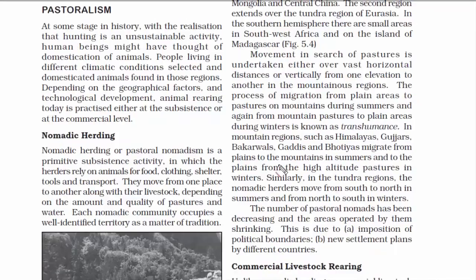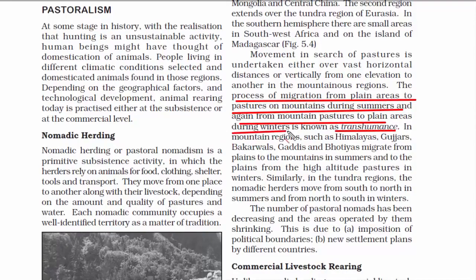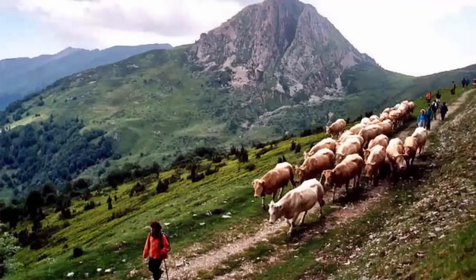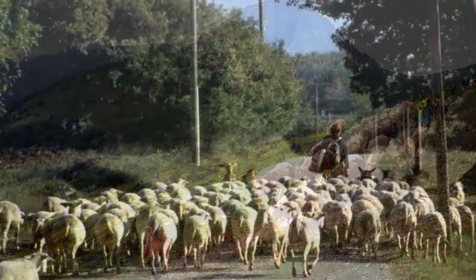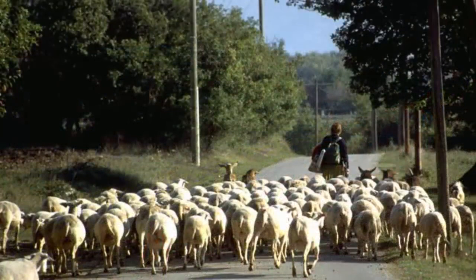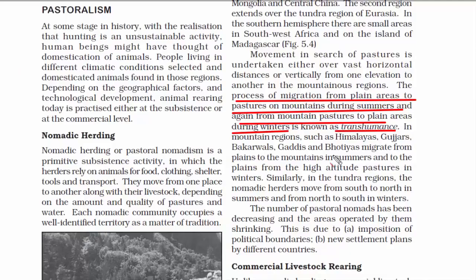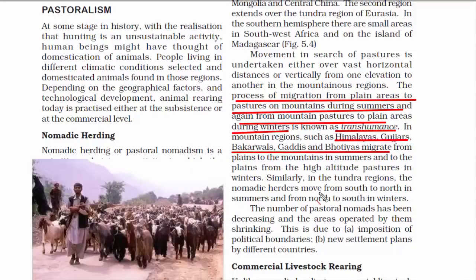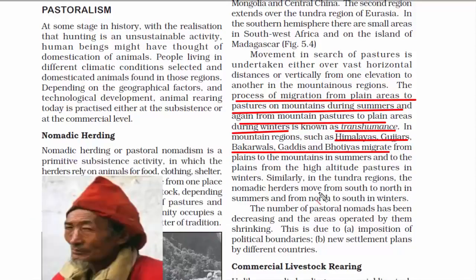There is a term called transhumance. Many times it is asked in exams. It refers to the movement of livestock from one grazing ground to another depending upon the season. For example, during summers, mountains are much cooler than plain areas, so they move to the mountains, and during winter, plain areas are warmer than mountains, so they move back to the plain areas. This is called transhumance. In India, there are some tribes who practice transhumance. These tribes are Gujjars, Bakarwals, Gaddis and Bhotias.